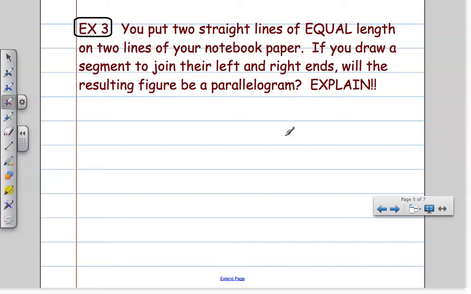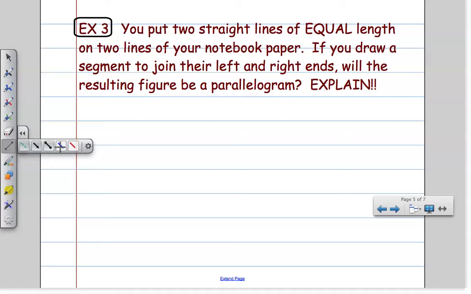New example, and I put the notebook paper in the background for a reason. It says you put two straight lines of equal length on two lines of your notebook paper. If you draw a segment to join their left and right ends, will the resulting figure be a parallelogram? Explain. Okay. I put two straight lines of equal length on two lines of notebook paper.